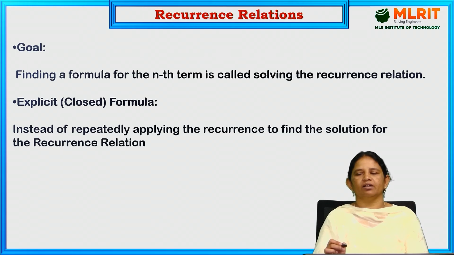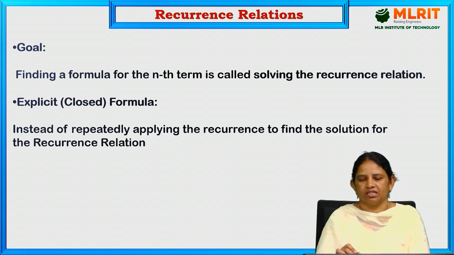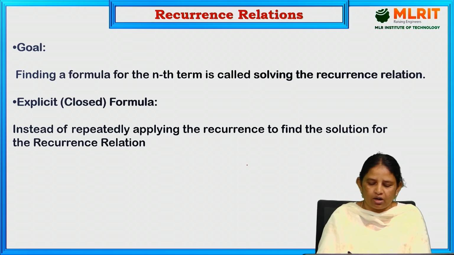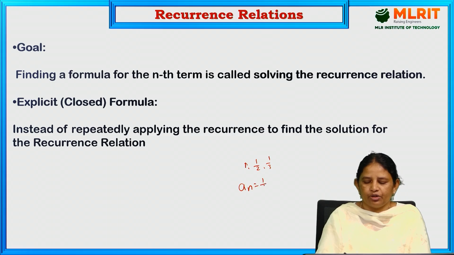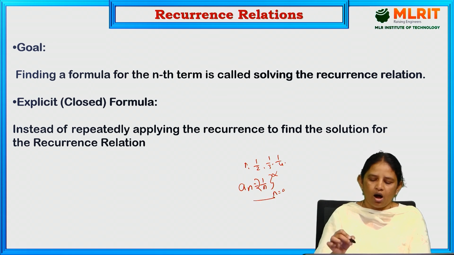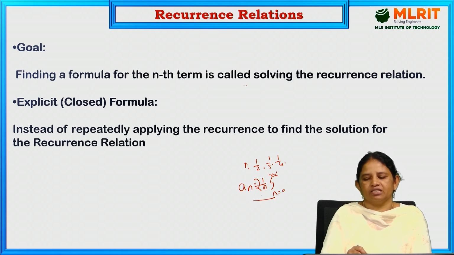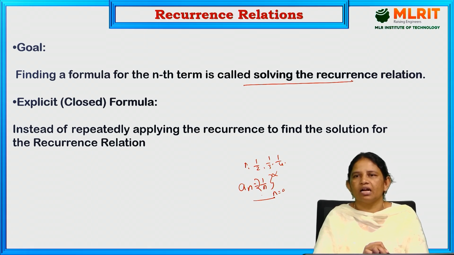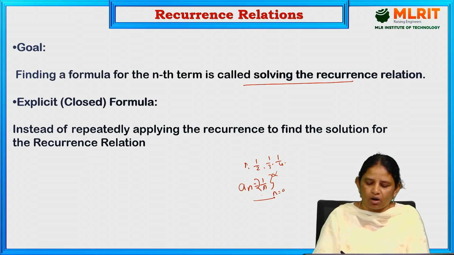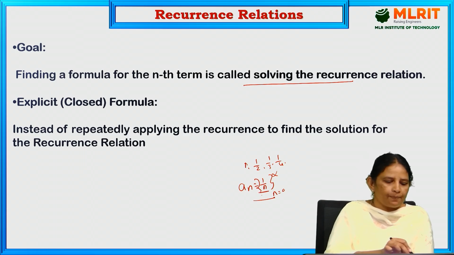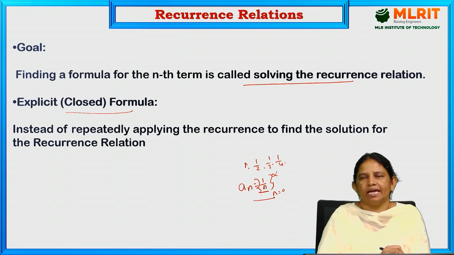That simplified term is called a recurrence relation. From the sequence 1, 1 by 2 and so on, we can derive the formula an equal to 1 by n. From the sequence of terms, deriving the formula, or finding the nth term in the sequence, is called solving the recurrence relation. To get the formula of the recurrence relation, we can apply the closed formula, or the explicit formula.